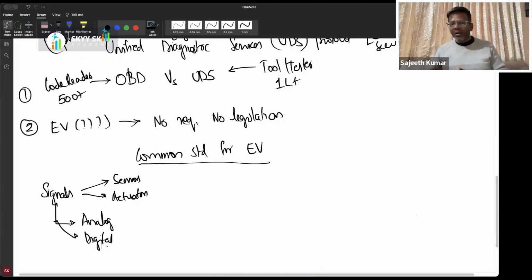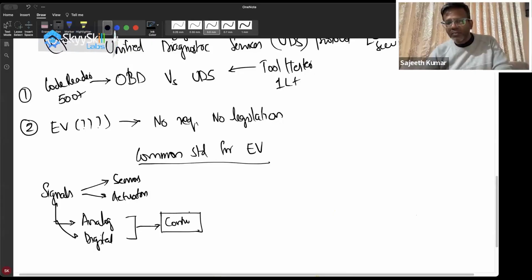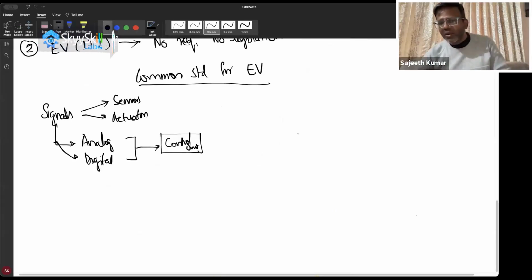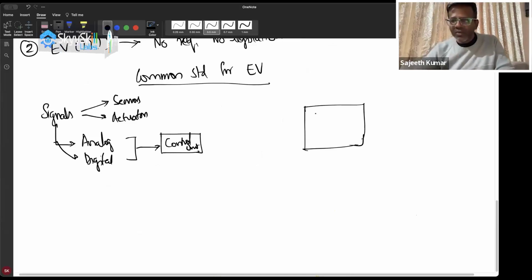But we are not bothered about it, right? So whatever comes from the sensors, actuators, whether it is analog or digital or whatever it is, all of these signals will anyways, end of the day, end up getting into a control unit. And once it gets into the control unit, all that will come out of it, irrespective of whatever the signal originally was. Let's say that this is the gateway or this is the vehicle control unit, right?